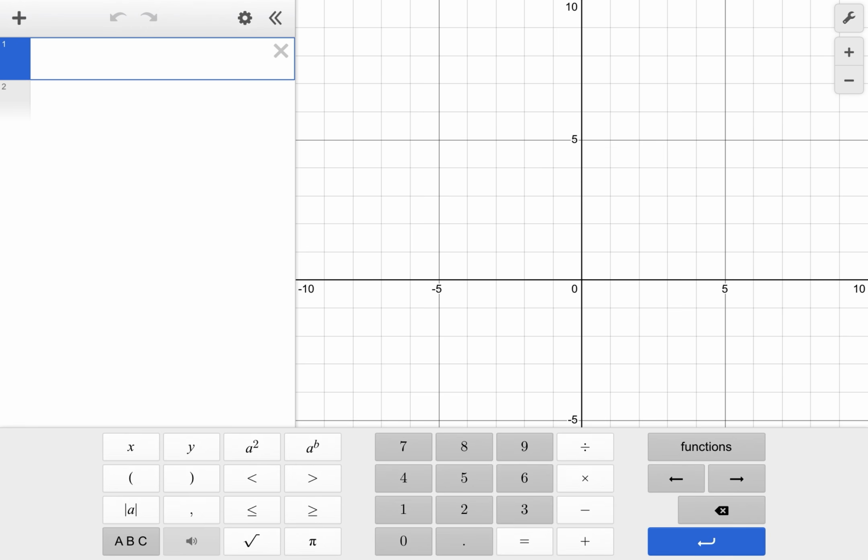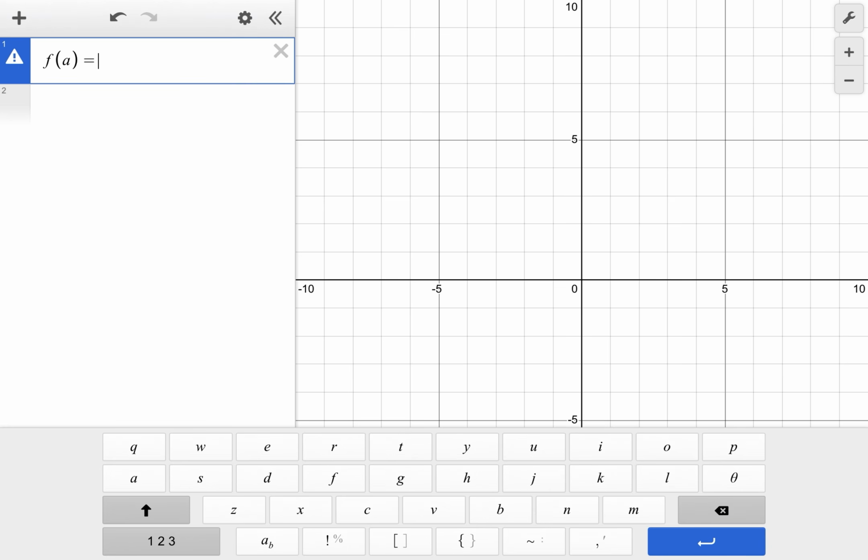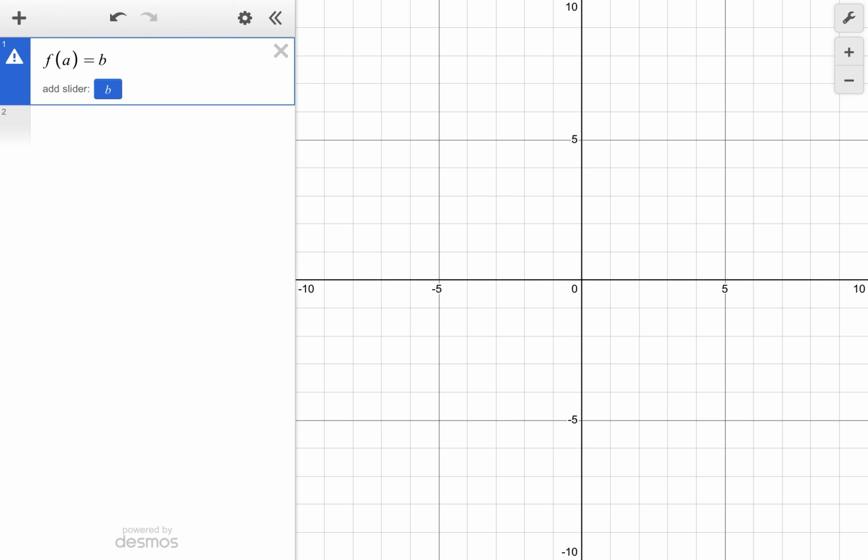So what do I mean by define once? Well, if you have a function like f of a equals b, and don't look at the graph here for a sec, just look at this part. Let's say f of a equals b. That means that a is the input and b is the output.